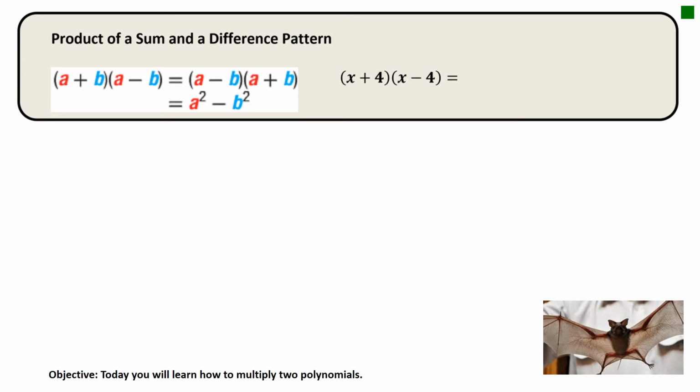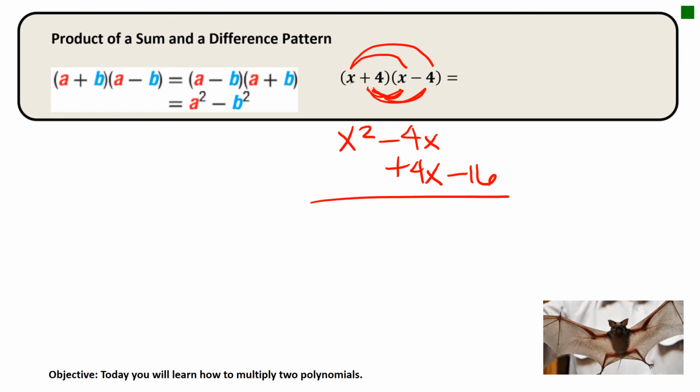Product of a sum and difference pattern. So we're just going to do, oh, look at him. Look at those wings. That's so funny looking. We're going to take, same thing, first times first. That's x squared, right? Then we're going to take this times an x times negative 4. That's negative 4 with an x. Then we're going to take these two right here. A positive 4 times x, that's a positive 4x. Then we're going to take a positive 4 times a negative 4. That's negative 16. Oh, looky, looky. Those cancel. We have x squared minus 16.